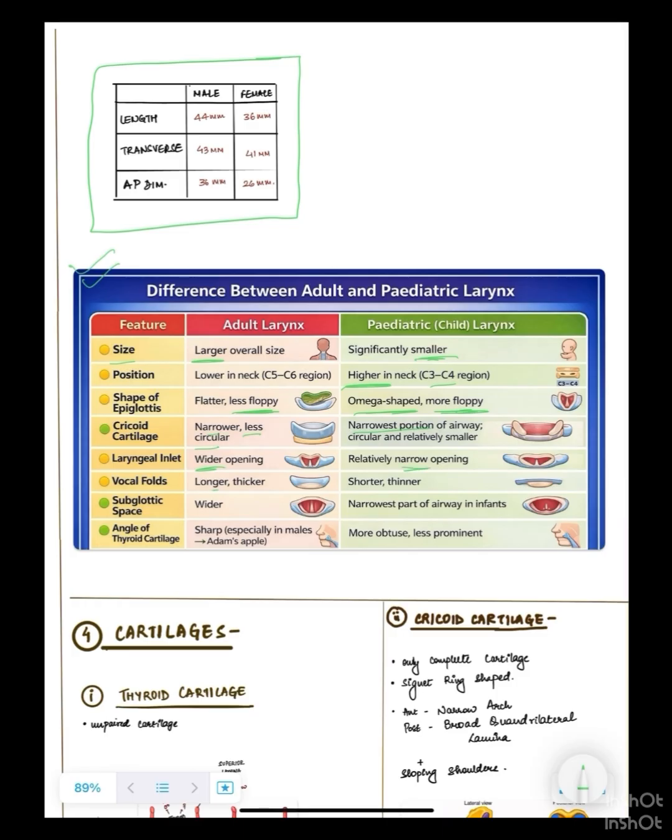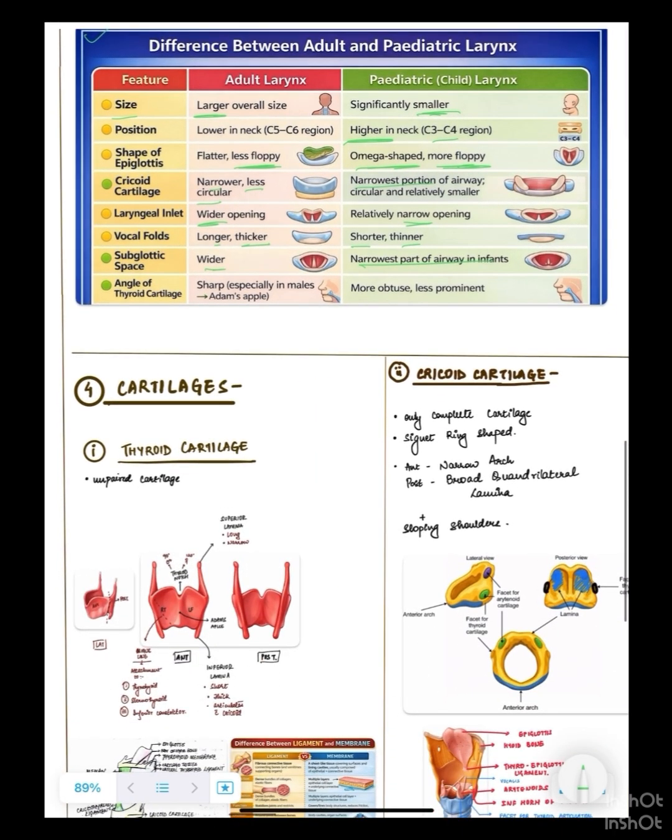Vocal folds are longer and thicker in adults. They are shorter and thinner in children. Subglottis is wider in adults, and the narrowest part of the airway in infants is the subglottis. These are the main important things. Others, if you can find them, then it's really good.